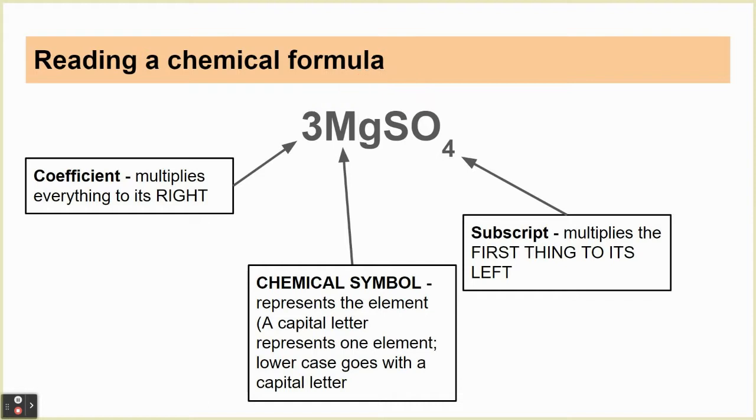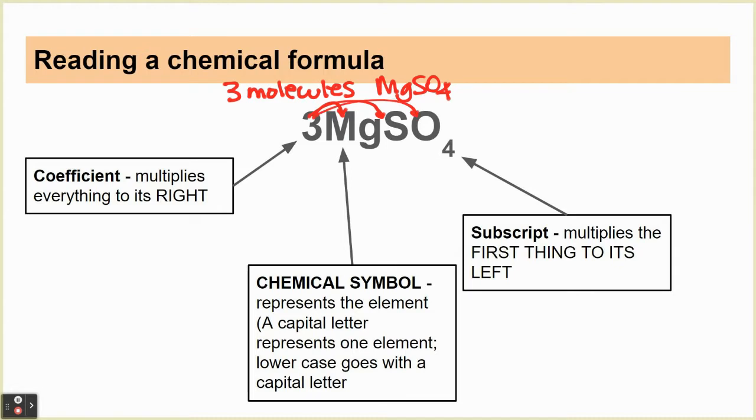A coefficient tells you how many molecules there are of a substance. So this 3 right here can be read as 3 molecules of MgSO4. Again, 3MgSO4 can be read as 3 molecules of MgSO4. And don't forget that big number in front, the coefficient, multiplies everything to its right. It multiplies the Mg, the S, and the O.